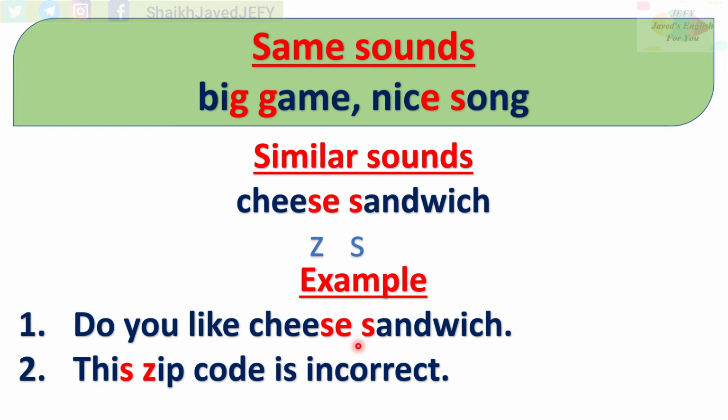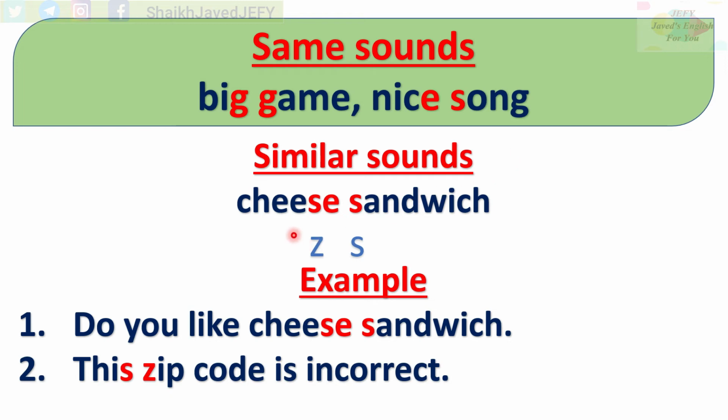Now there is this important thing, and my most important part of linking sounds is this part. There are certain similar sounds in English language and certain same sounds that we have recently talked of. For example, big and game, these words can be linked together and we can say big game, or nice song. We can link these words because these are same sounds. But what about similar sounds? These are not exactly the same, but they are almost the same.